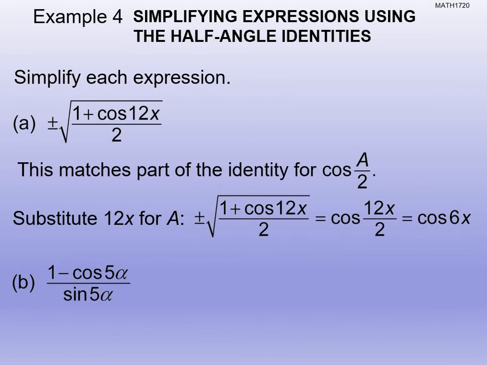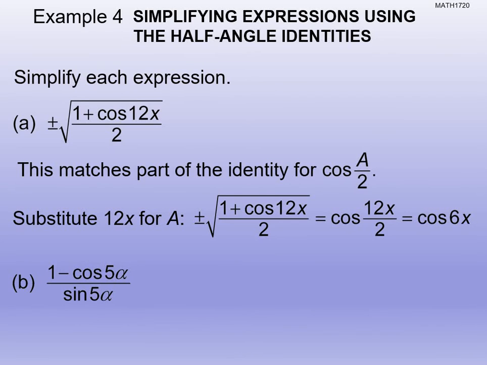So when we do that, we get plus or minus the square root of 1 plus cosine of 12x over 2. That's what we started with. We can rewrite that as cosine of 12x over 2. That's a over 2. So we're just simplifying the left-hand side of your identity with this. So that's really what we're doing. We have cosine of 12x over 2, because 12x is our a, and then 12 divided by 2 is 6, so we're left with cosine of 6x.